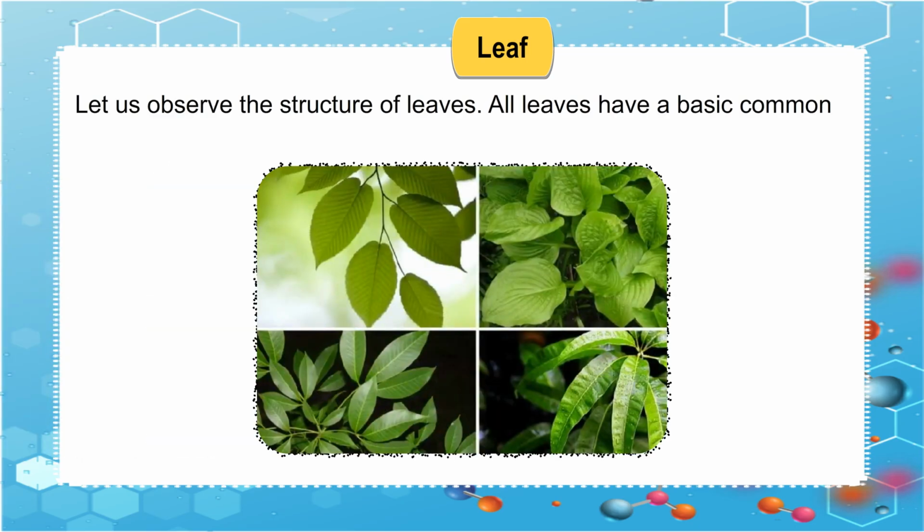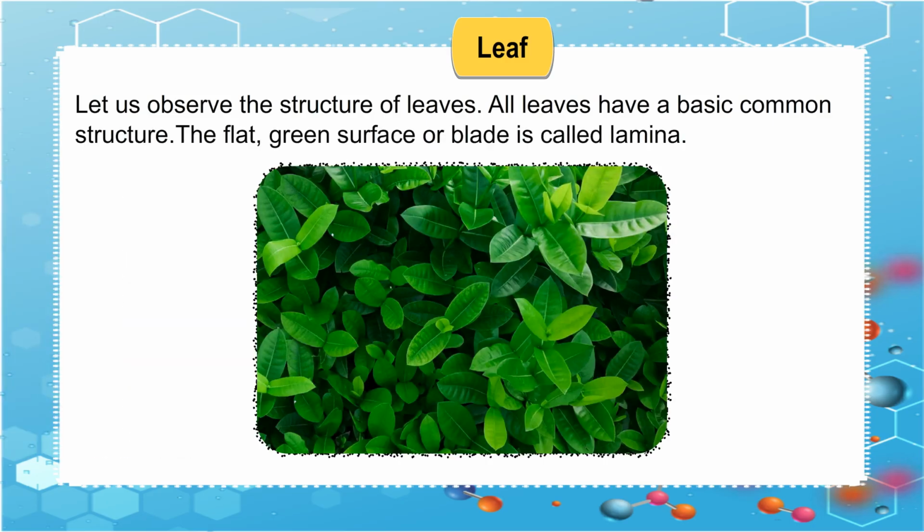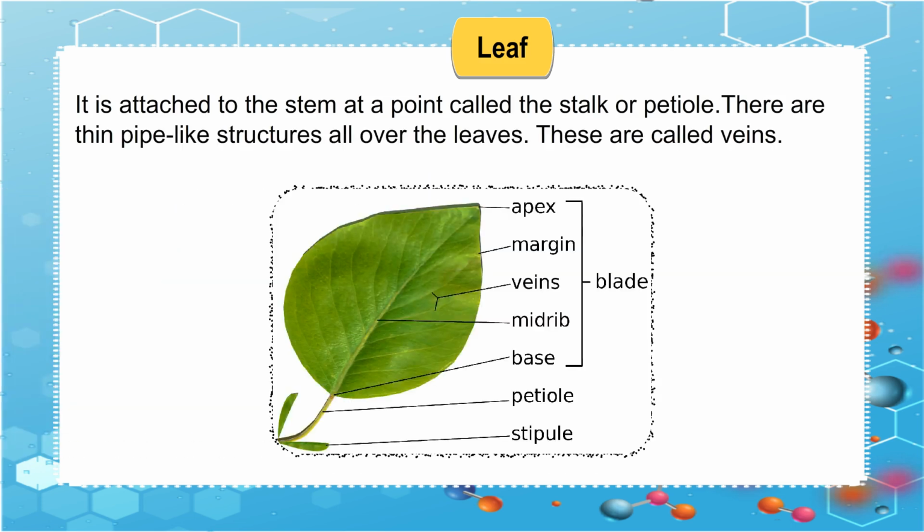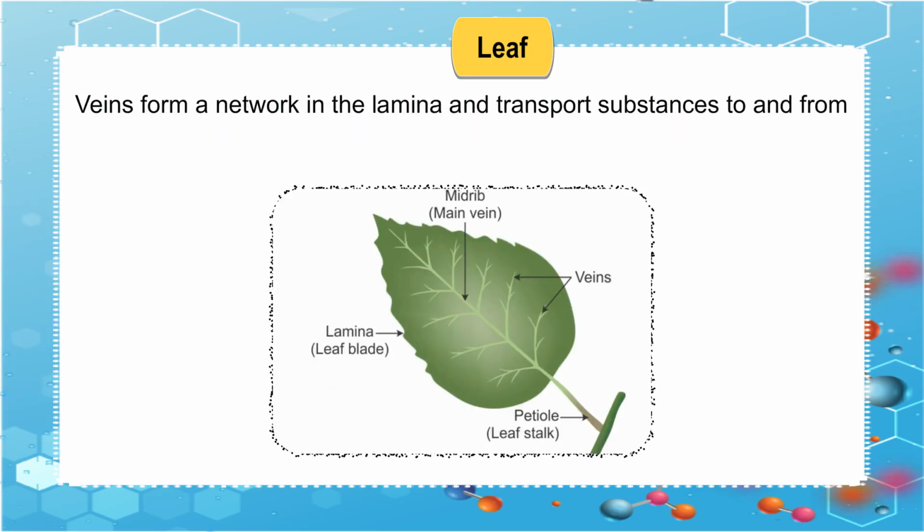All leaves have a basic common structure. The flat, green surface or blade is called lamina. It is attached to the stem at a point called the stalk or petiole. There are thin pipe-like structures all over the leaf. These are called veins. Veins form a network in the lamina and transport substances to and from the leaf.